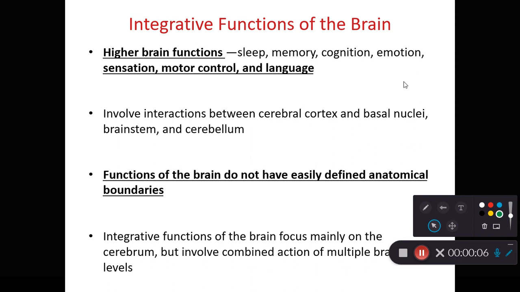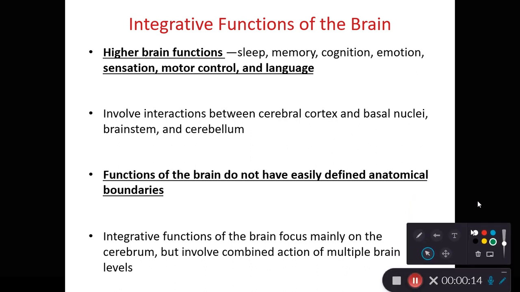Hi, class. In this recording, we're going to focus on some integrated functions of the brain, particularly sensation. So let's dive into it. As we're looking at our brain, it's important to note that higher brain functions, such as sleep, memory, cognition, emotion, are going to be integrated all over the place. In particular, sensation, which is the key focus of this recording, motor control and language.